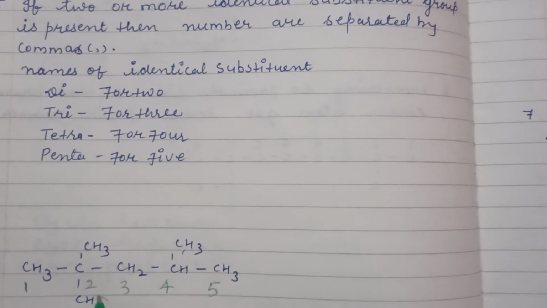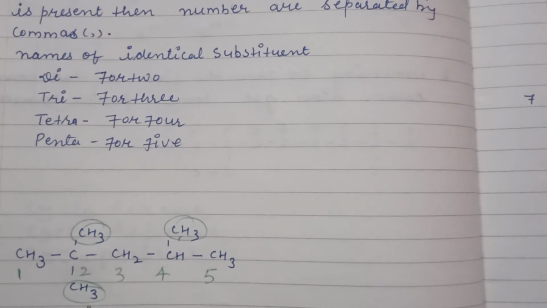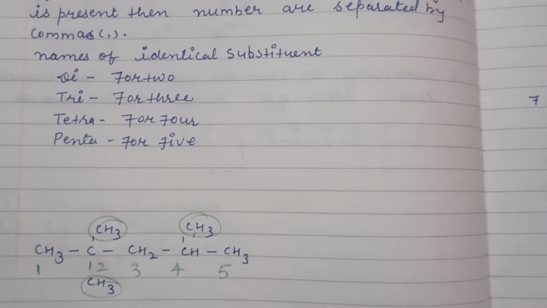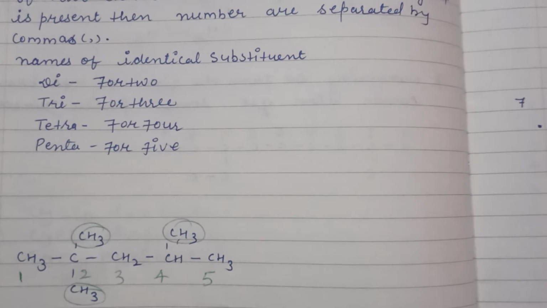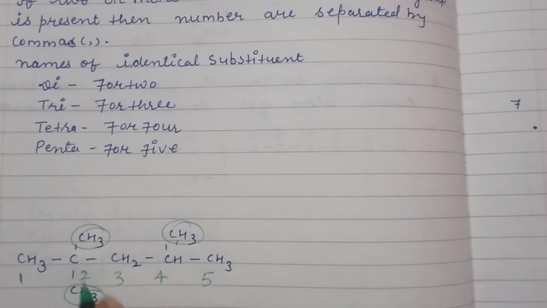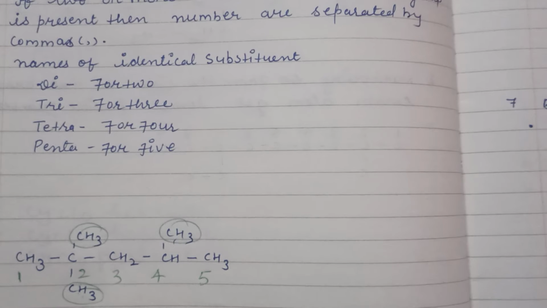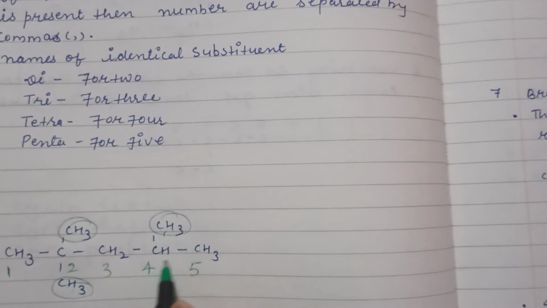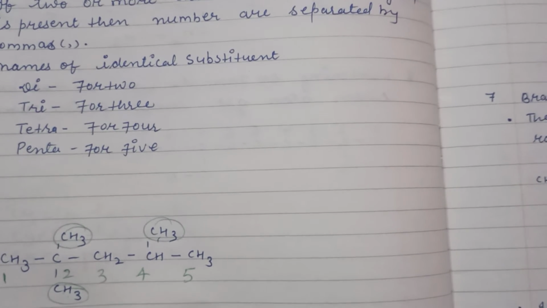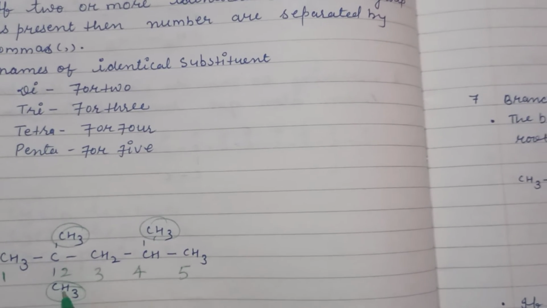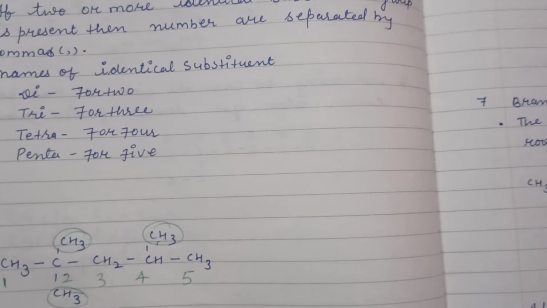Here you are seeing 3 identical groups are present. These 3 groups are methyl groups. So how you will name these 3 groups? You will write these 2 methyls are present at carbon number 2. So you will write 2, 2, and this one is written at carbon number 4. So 4. Then hyphen. How many times they are appearing? 3 times. So you will write tri.